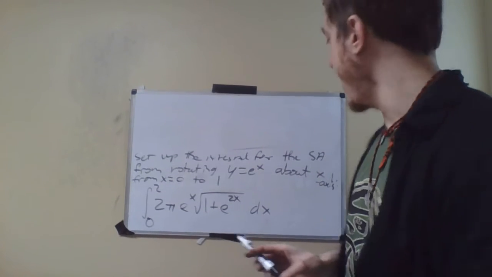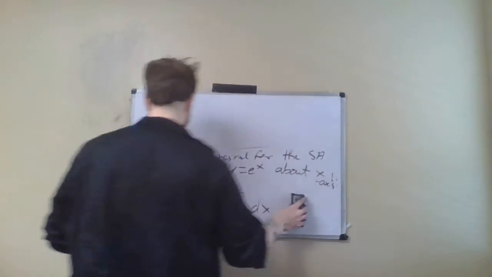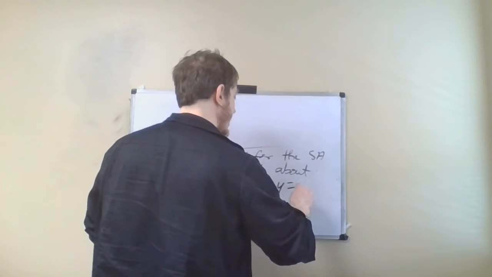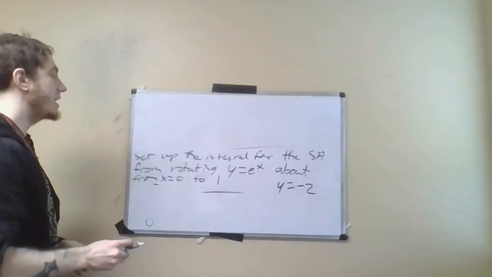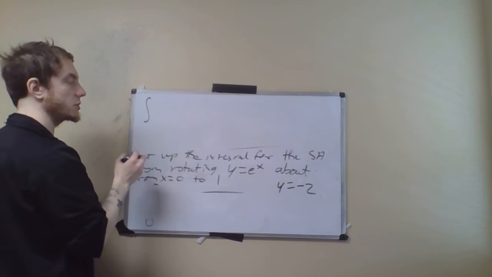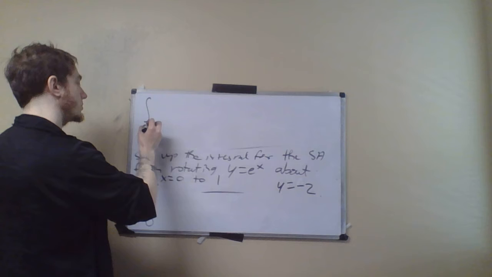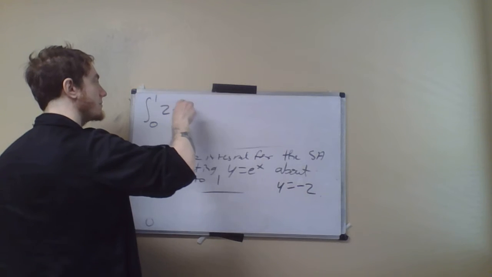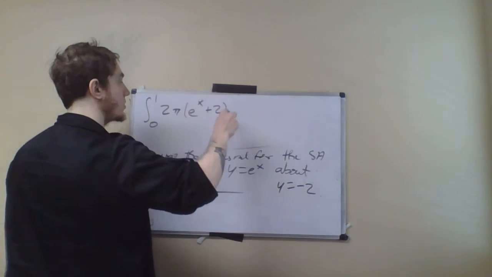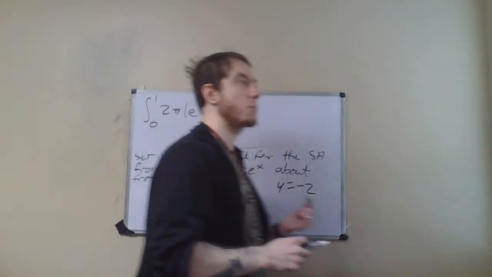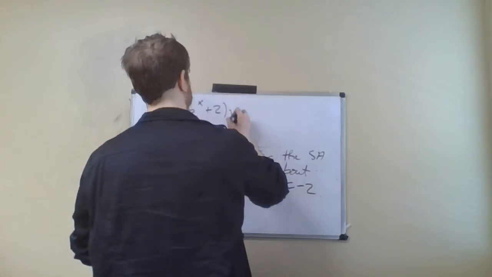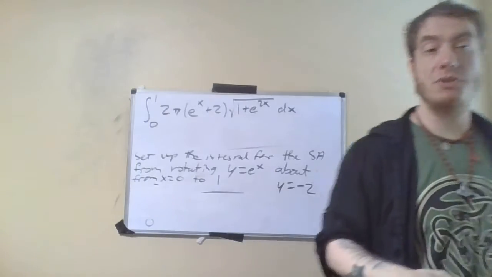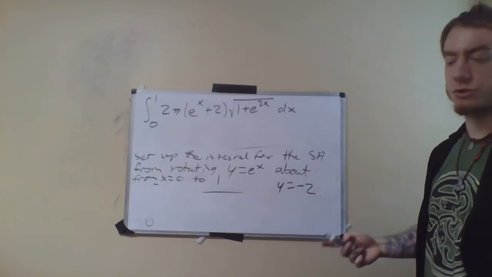Now, let me see what would happen if instead of rotating it about the x-axis, we wanted to rotate it about the line y equals -2? Well, in that case, my new radius would be y plus 2. So now I would do the integral from 0 up to 1 of 2 pi times e to the x plus 2. But the derivative of the radius would still be the same as last time. So it would still just be the square root of 1 plus e to the 2x dx. And so that would give me my setup for a rotation around y equals -2.